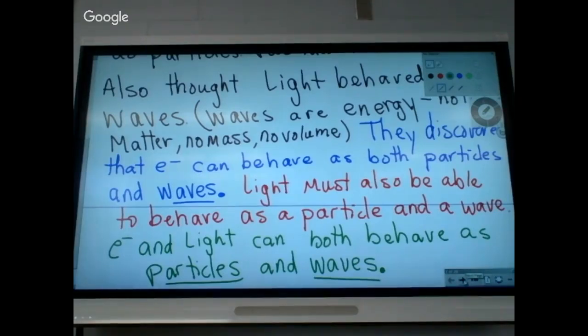All right, everybody there? Now, because electrons can behave as waves and particles, we need to know some things about waves.